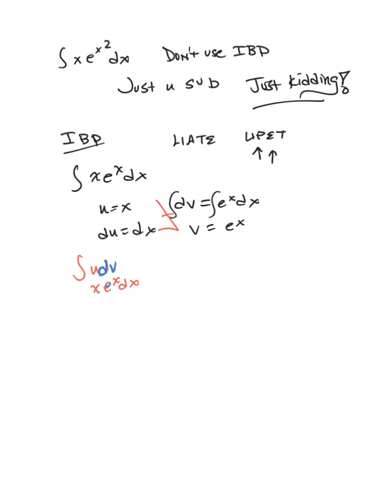Let me color code that a little better. So this integral is equal to uv. See where the uv comes in? Lucky number 7. x e to the x minus the integral of v du. So you get e to the x dx.